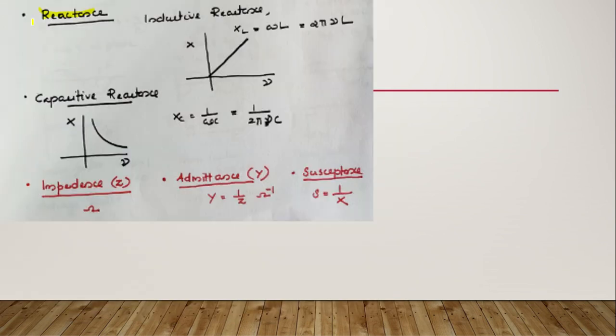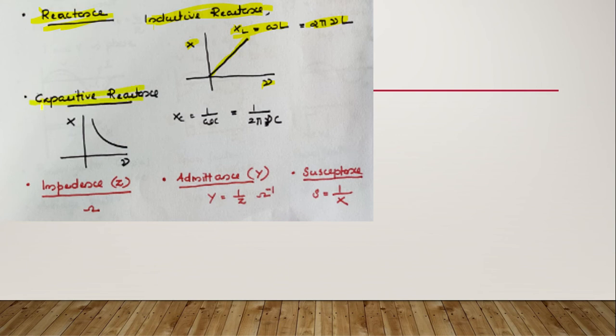The reactance, the inductive reactance, is the resistance offered by an inductor to the current. So here XL is equal to omega into L or 2 pi nu into L. We can draw a graph between the inductive reactance and the frequency. It is directly proportional, so it is a straight line.